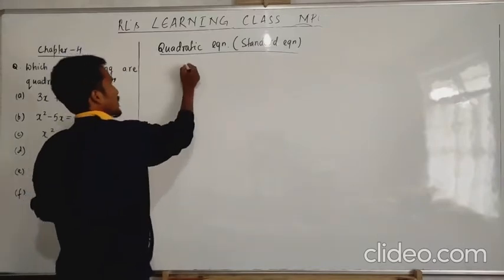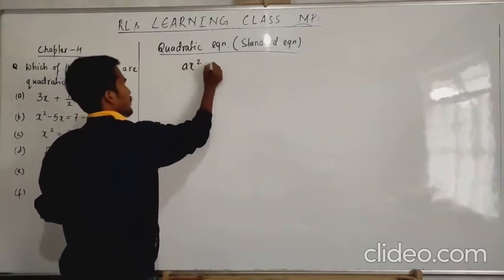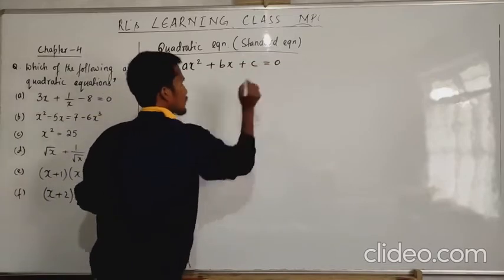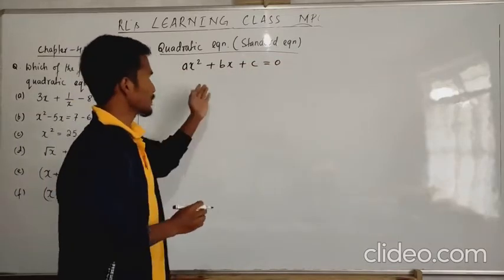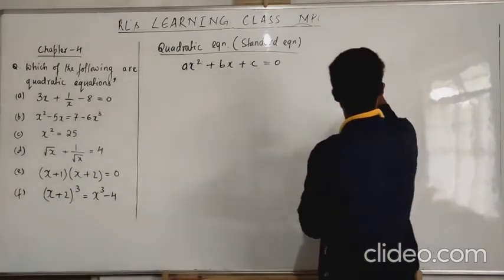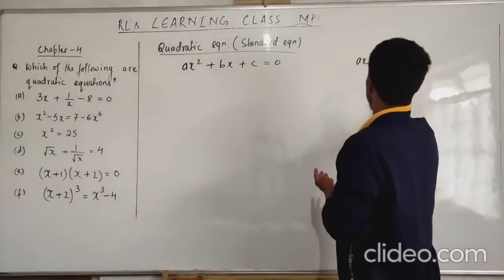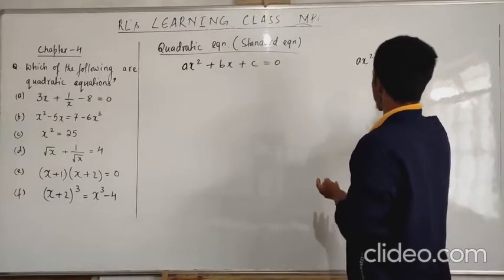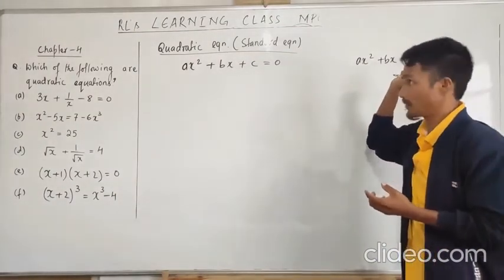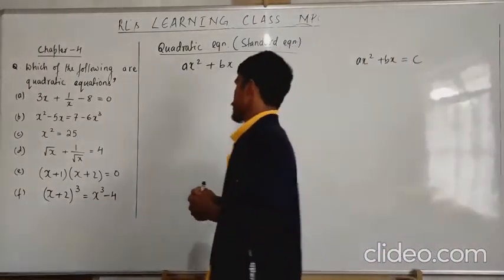I write that equation: ax squared plus bx plus c equal to 0. Now when all these are equal to 0, then it becomes a quadratic equation. But if I just write ax squared plus bx is equal to c, then this will be a quadratic polynomial, not a quadratic equation.